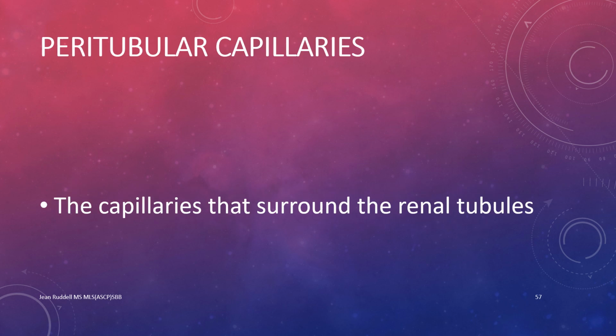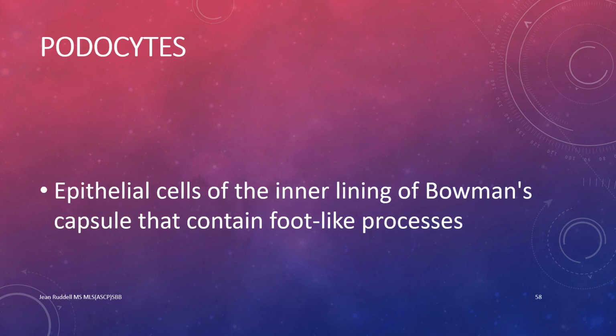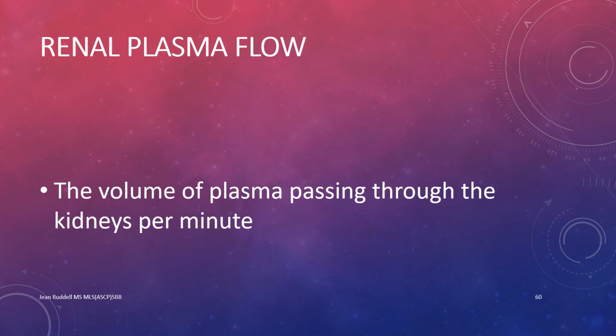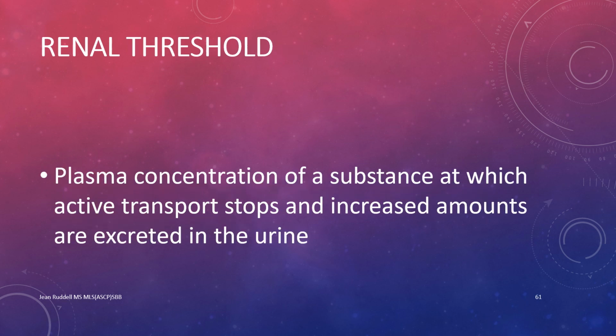Peritubular capillaries, the capillaries that surround the renal tubules. Podocytes, epithelial cells of the inner lining of the Bowman's capsule that contain foot-like processes. Proximal convoluted tubule, the nearest tubule to the glomerulus where reabsorption of essential substances begins. Renal plasma flow, the volume of plasma flowing through the kidneys per minute. Renal threshold, plasma concentration of a substance at which active transport stops and increased amounts are excreted in the urine.